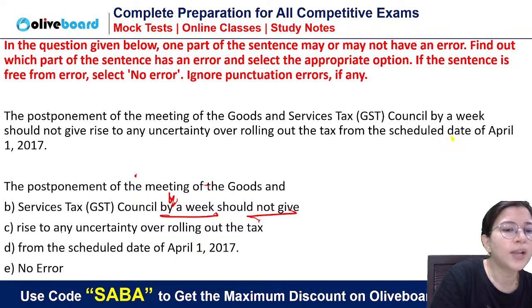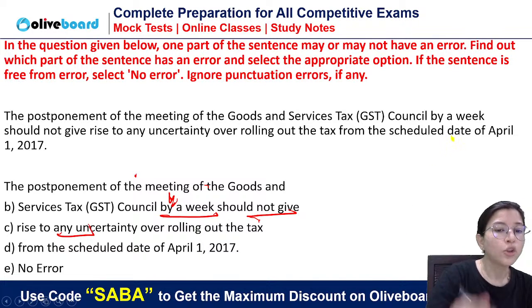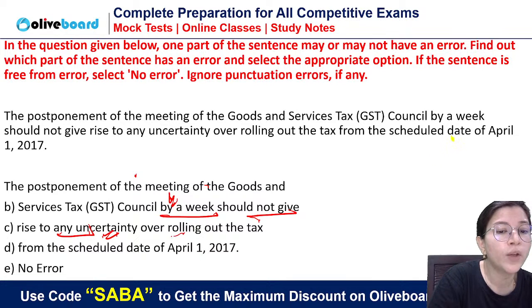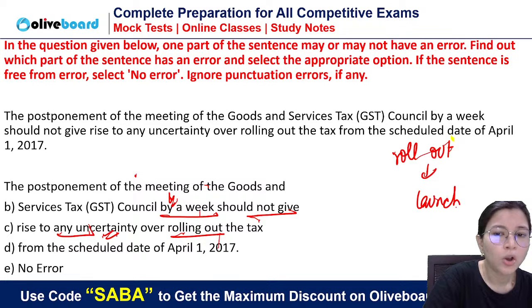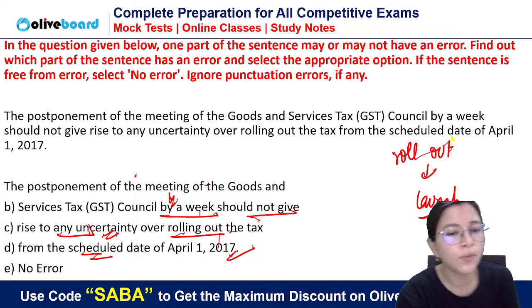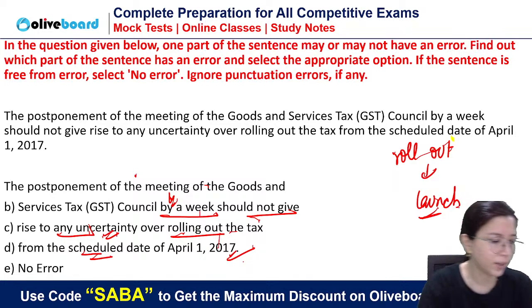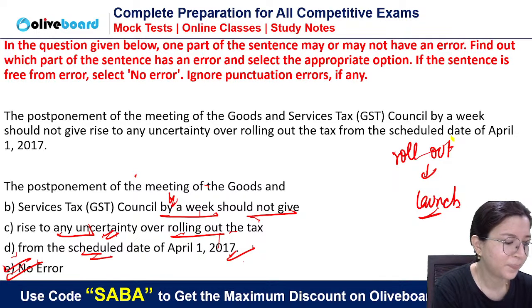Should not give rise to any uncertainty. Now, since it has been postponed by a week, it should not give rise to any uncertainty over rolling out. Roll out is a phrasal verb, I hope you all know. Roll out basically we say launch. Rolling out the tax from the scheduled date of April 1, 2017. मतलब इससे कोई भी uncertainty नहीं होना चाहिए. तो yes, the answer is no error.